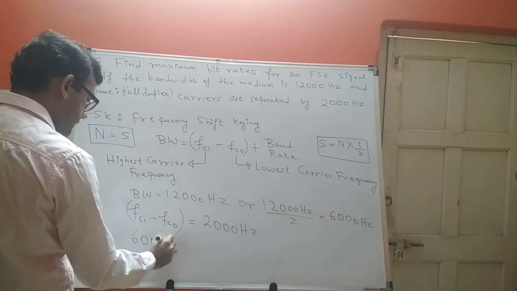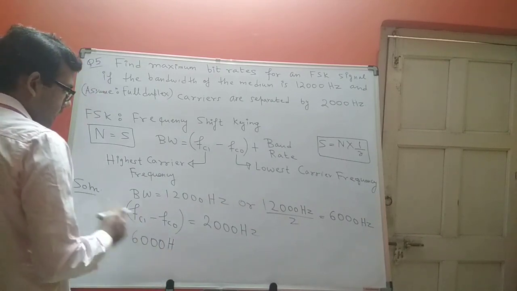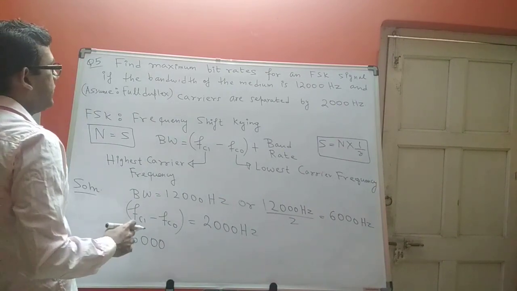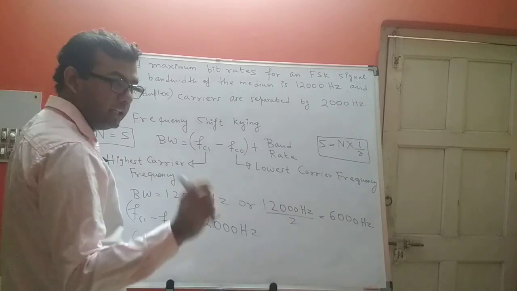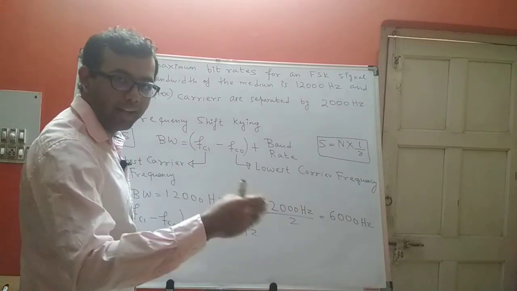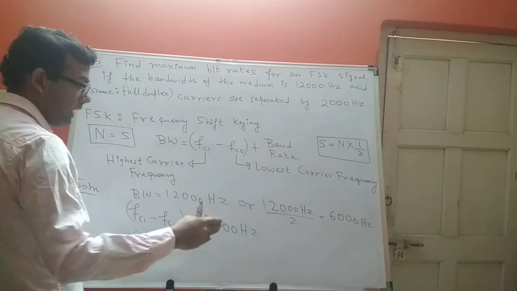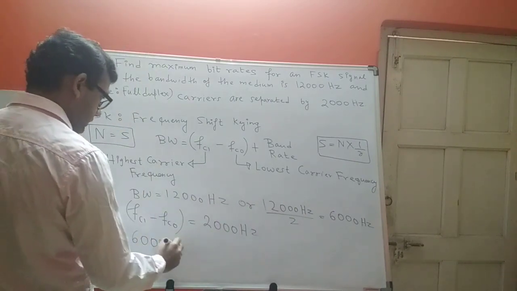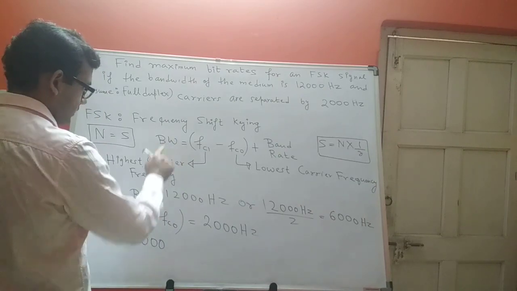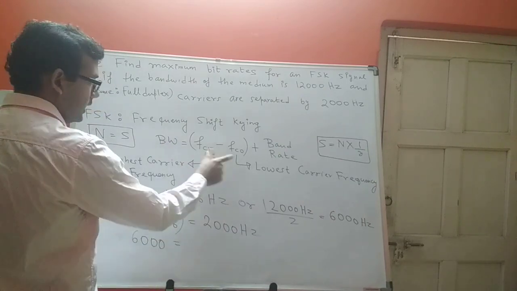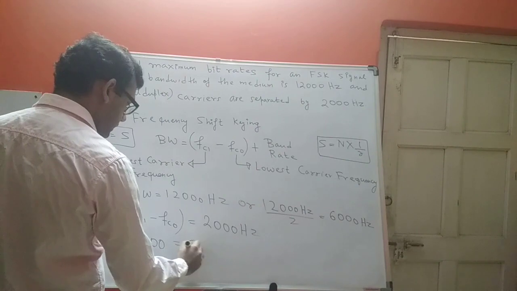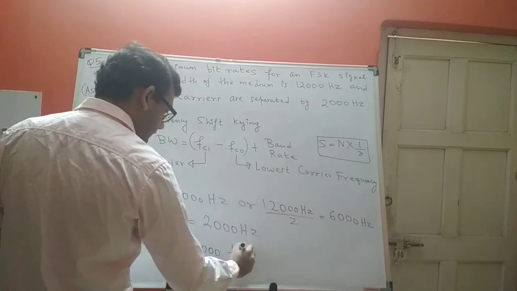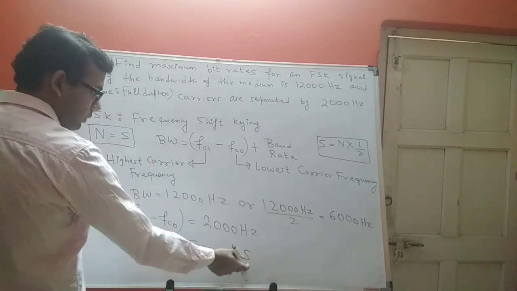Why did I consider 6,000 and not 12,000? The reason is the transmission mode is full duplex, and in order to find the maximum bit rate, I need to consider the bandwidth for one end only. For both ends, the bandwidth is 12,000. So the bandwidth here is 6,000. So I place 6,000 in this formula because bandwidth is 6,000. Now this difference has been given to be 2,000. And what is the baud rate? Baud rate is given by S.